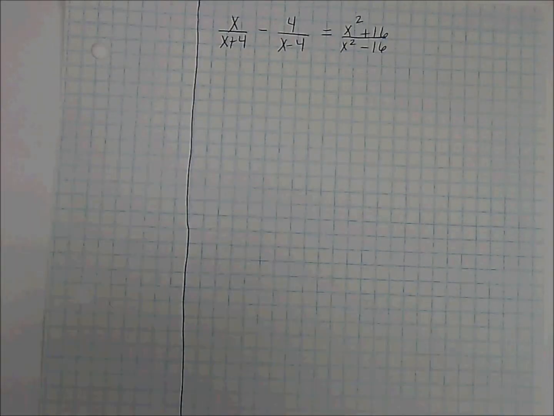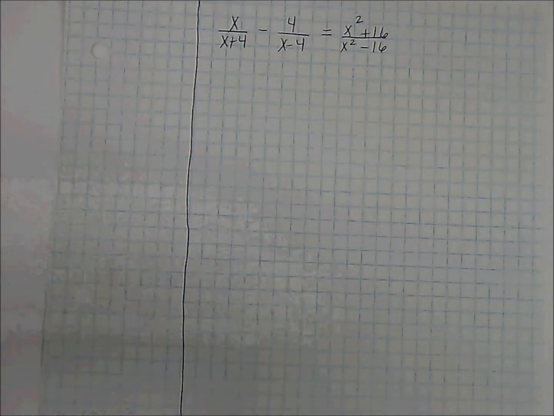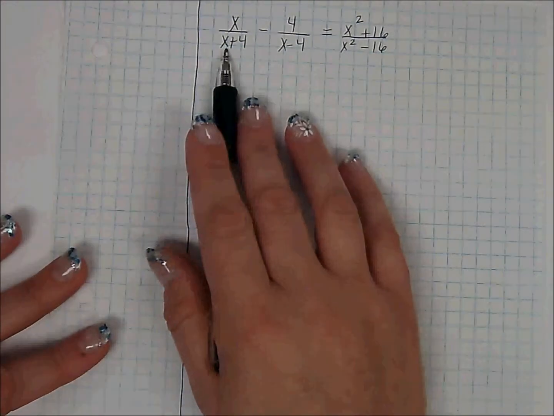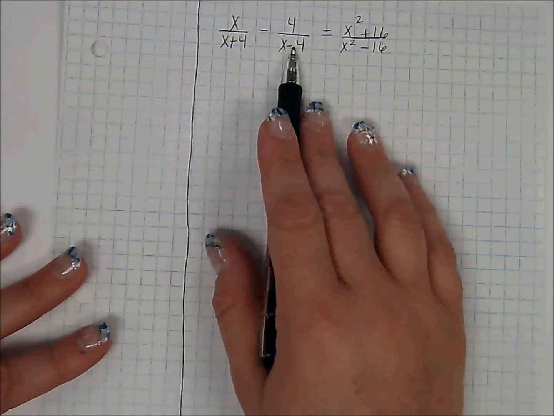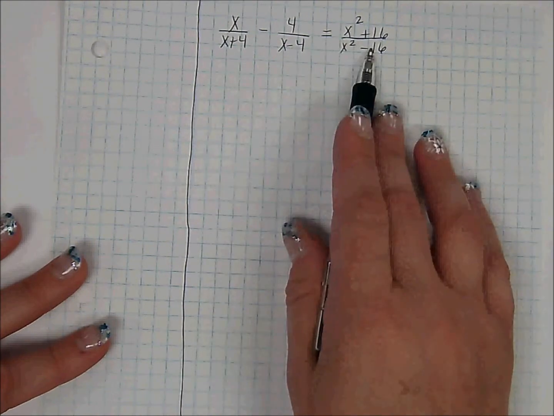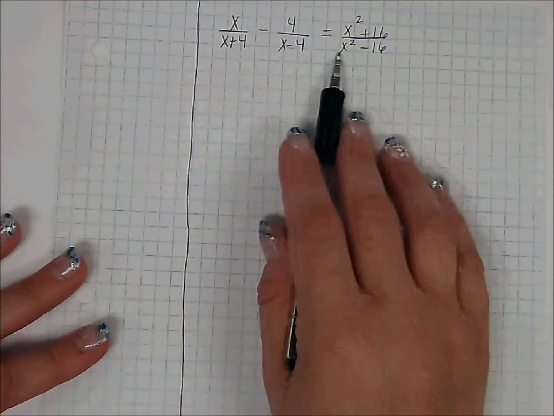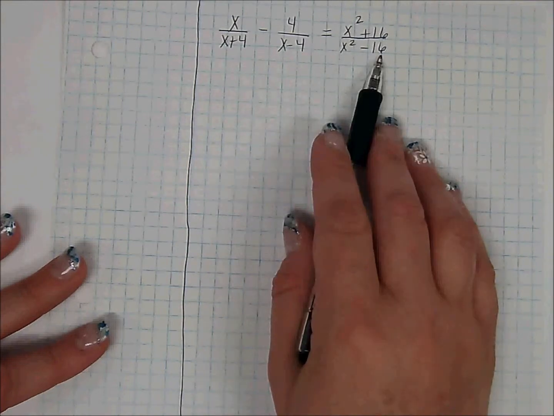Now this problem looks rather involved, and it is. It's not going to be difficult, it's just going to take a lot of steps. Again, we're going to look for the common denominator to get rid of those fractions. And look here though, x plus 4, x minus 4, and x squared minus 16. I can't do much right here, but I know I can factor x squared minus 16.